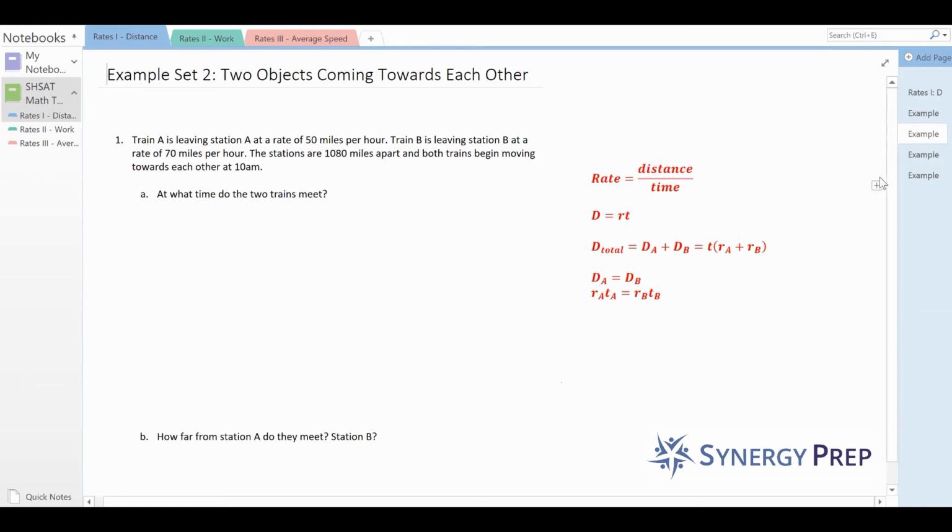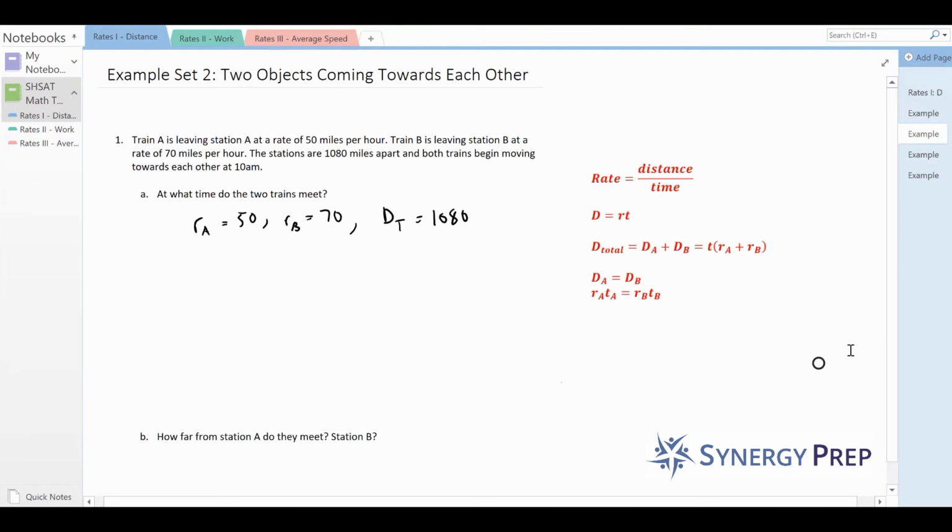Number 1, train A is leaving station A at a rate of 50 miles per hour. Train B is leaving station B at a rate of 70 miles an hour. So let's just write those down, right? So rate of A is equal to 50, and rate of B is equal to 70. The stations are 1080 miles apart, so I'm not going to even draw a graph for this. I'm just going to say that the distance between the two, which is total distance, is equal to 1080. And they start moving towards each other at 10 a.m. At what time do the two trains meet?